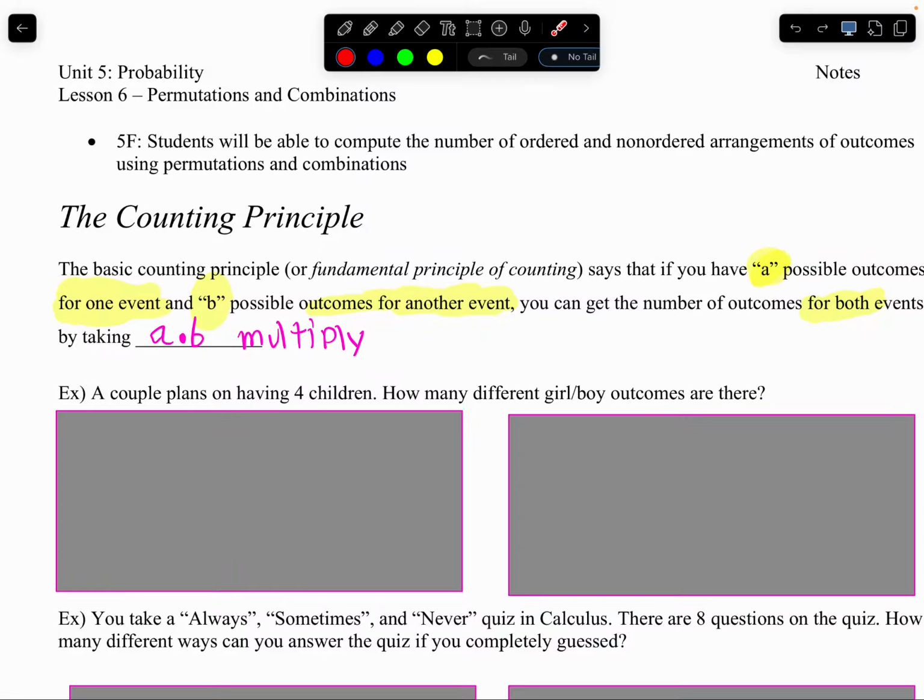The basic counting principle says that if you have A possible outcomes for one event and B possible outcomes for another event, you get the number of total outcomes for both events by multiplying A times B. So I always use the ice cream. If you had chocolate, vanilla, strawberry, and you had 3 different sizes of cones, and you had 1 scoop or 2 scoops, you could make lots of different combinations of ice creams there.